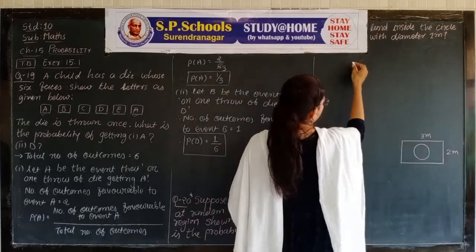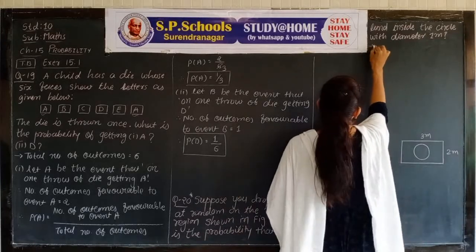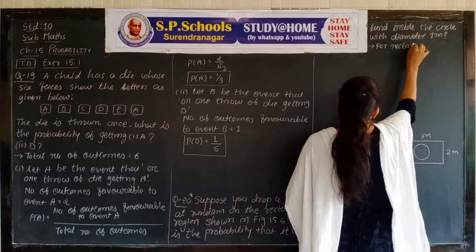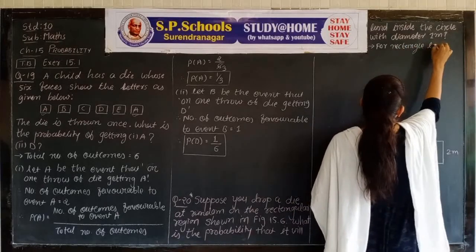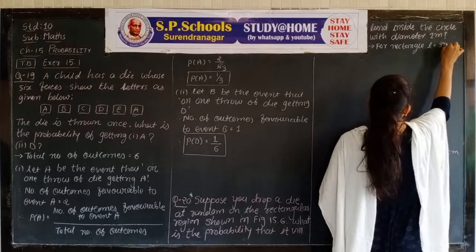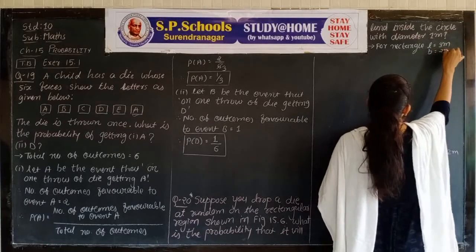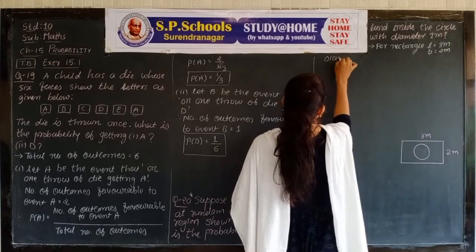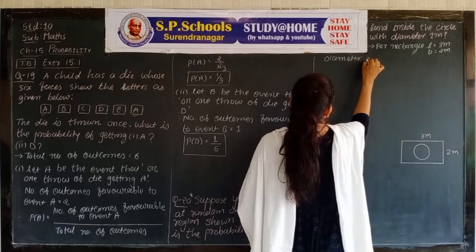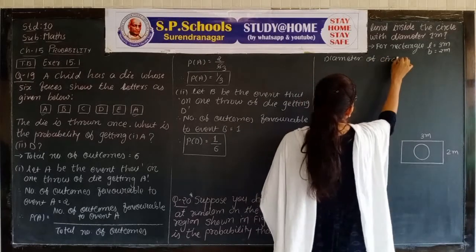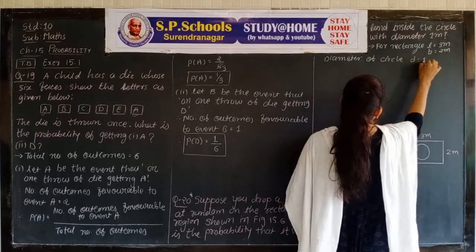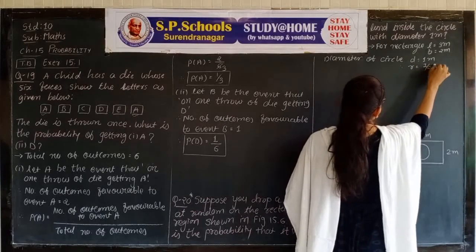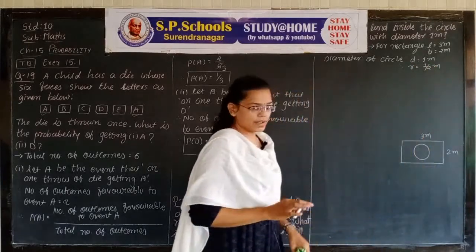So first of all we have to write the dimensions for the rectangle. Length is equal to 3 meter and breadth is equal to 2 meter, and the diameter of the circle is given. Diameter of circle D is equal to 1 meter, therefore radius R is equal to 1 upon 2 meter or 0.5 meter.